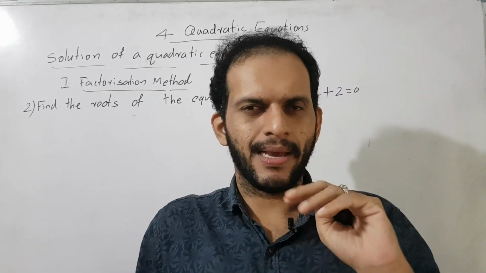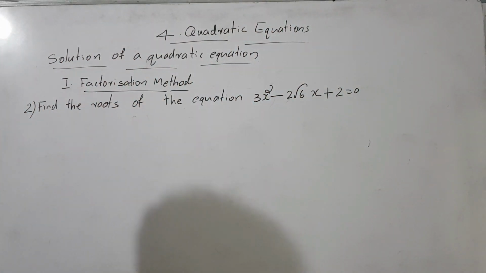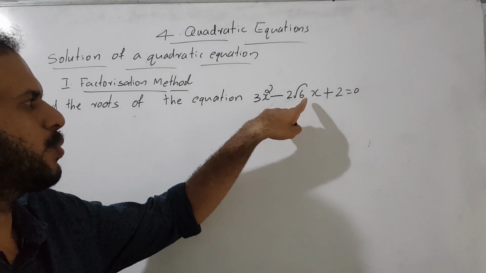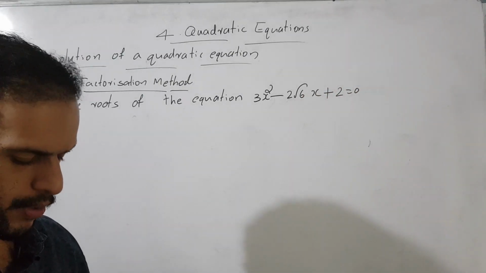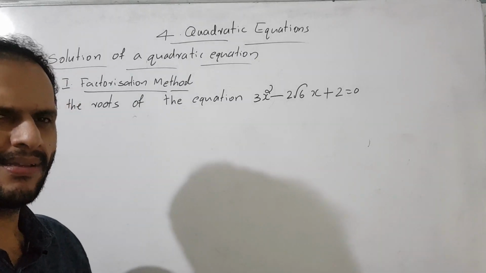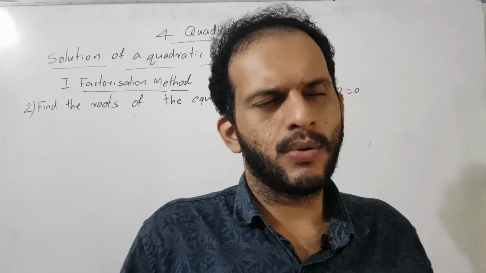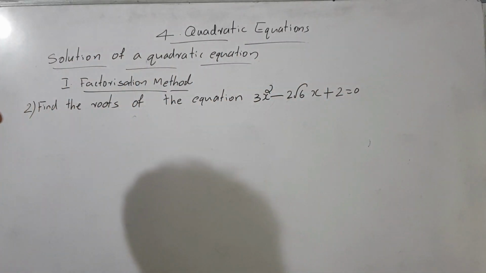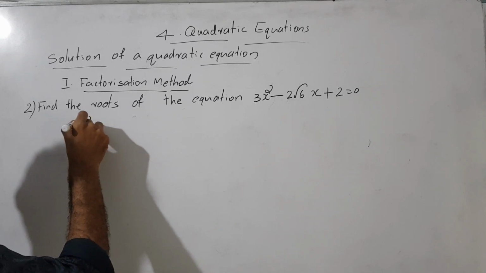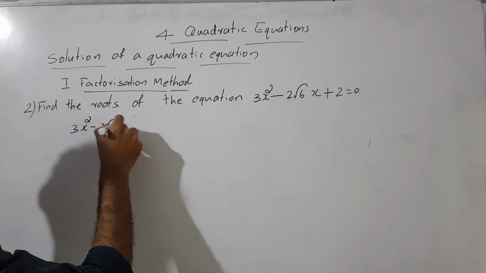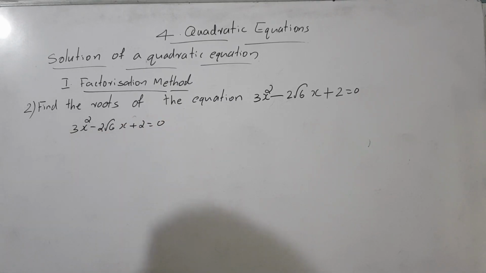Okay, next we go to our second question. The question is like this: find the roots of the equation 3x square minus 2 root 6x plus 2 is equal to 0. Okay, here the idea is same but little changes in the given numbers, correct? So first we write the same equation once again. What is that? 3x square minus 2 root 6x plus 2 is equal to 0. Then we know what is the next.